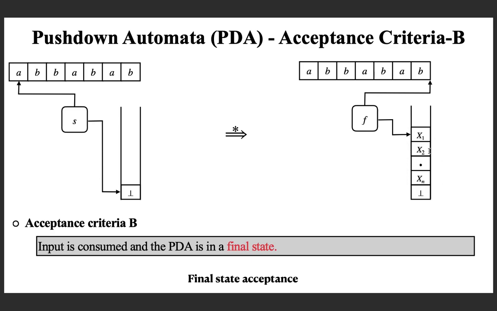So these are the two acceptance criteria: stack empty acceptance and final state acceptance. And in a lecture later, we shall prove that they are equivalent. No need to worry about it now, we will see later. For us, now there are two criteria.